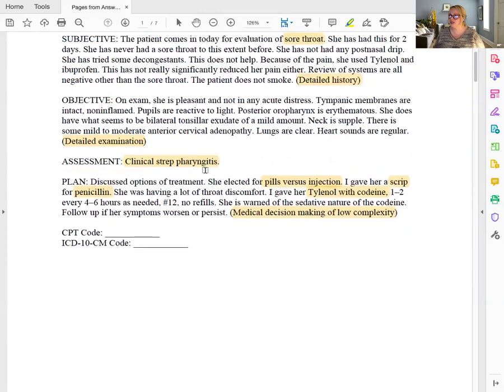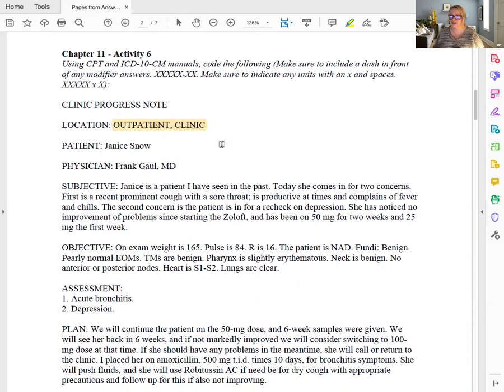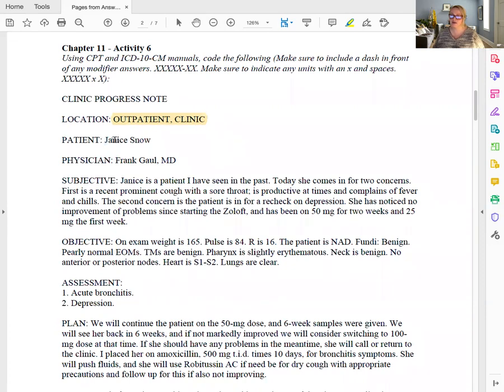So our next patient is going to be our activity number 6. And we have again here a clinical progress note for the location in an outpatient clinic. This is going to be for patient Janice Snow, also seeing Dr. Gall. Now, in this note, like his first one, he has indicated that the patient was seen in the past. And so we know that this is going to be an established patient, not a new patient.